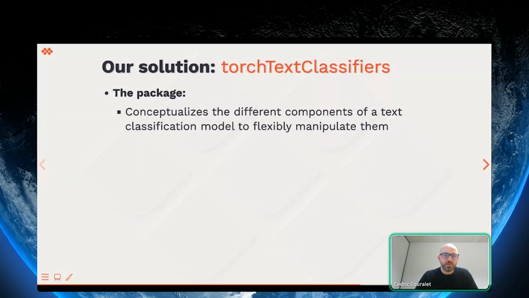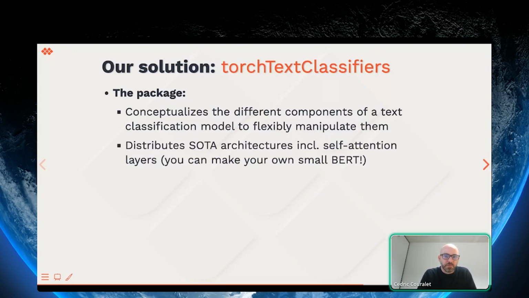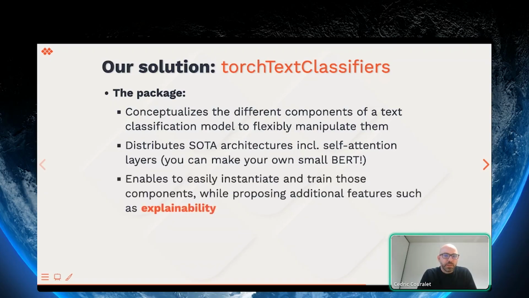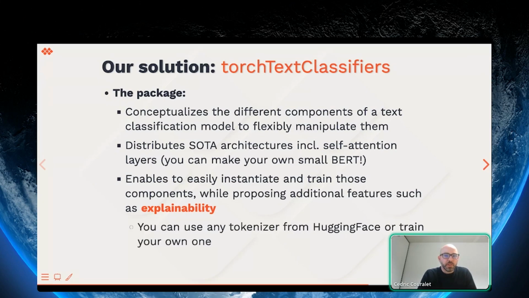This brings us to our solution, the torchTextClassifiers package. We developed this package as a toolkit to embed the different components of a text classification model. It should distribute state-of-the-art architecture, including self-attention layers. The key principle behind the package is flexibility. The idea is to easily instantiate and train all components with additional features like explainability. You can also use any tokenizer from Hugging Face or train your own.